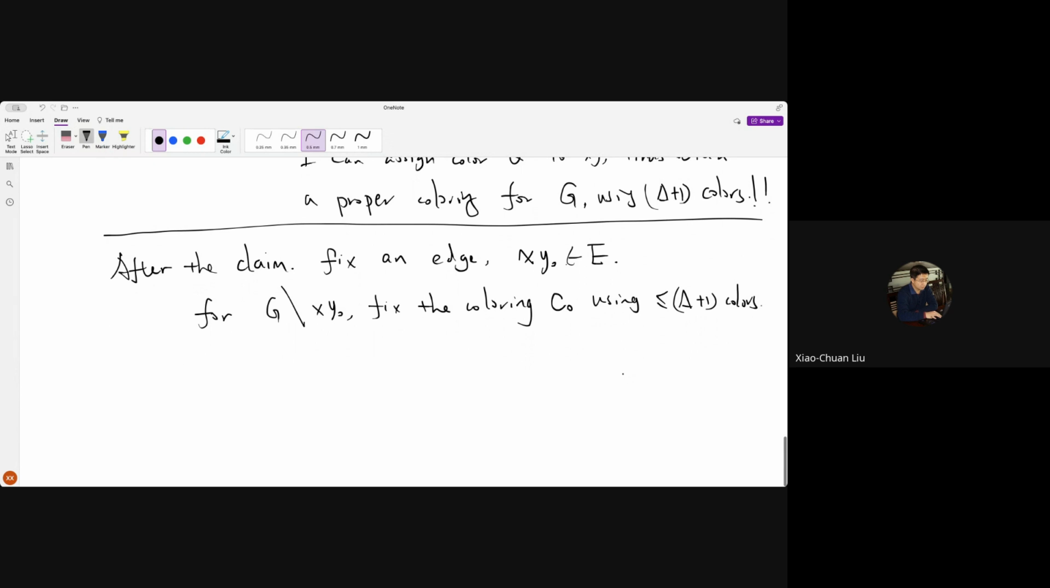So for example, I have x, y0, and I have this edge taken out. I draw this to denote that I take out some edge. So let's say y0 misses some color.